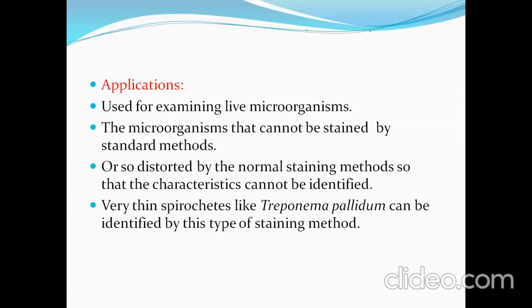Very thin spirochetes like Treponema pallidum can be identified by this type of microscopy, not a staining method. And this is the pictorial presentation of how it looks under the dark field microscopy. I think when you did the staining class, the negative staining one, the background appears like that and the specimen like that. But the main thing is that here you can see the live cell also.